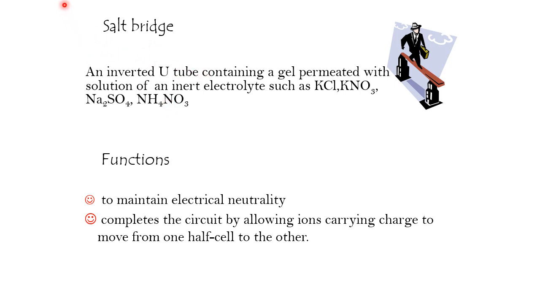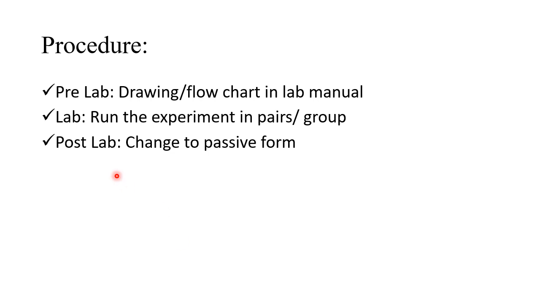So, procedure. Please remember to draw the diagram or flow chart in your lab manual. Next week we are going to run the experiment in pairs, and then we continue with the post lab. That means you have to prepare your lab report and change all the procedure to passive form. For the post lab, you can prepare first, so that next week you just fill in the data and then do the calculation part and discussion part.